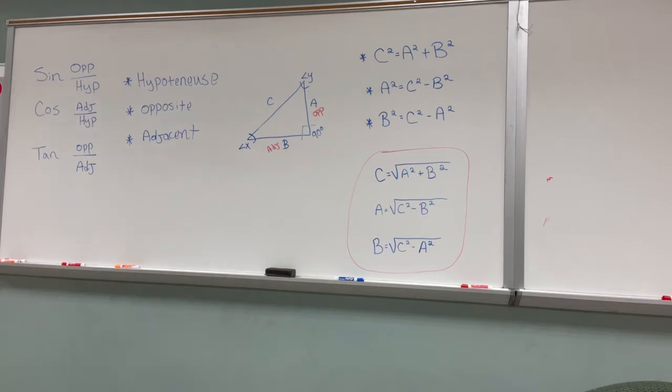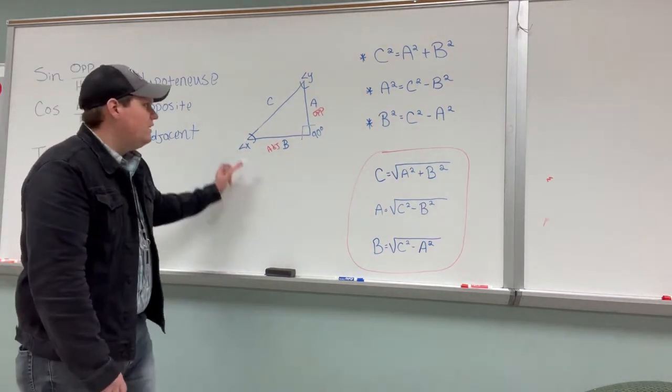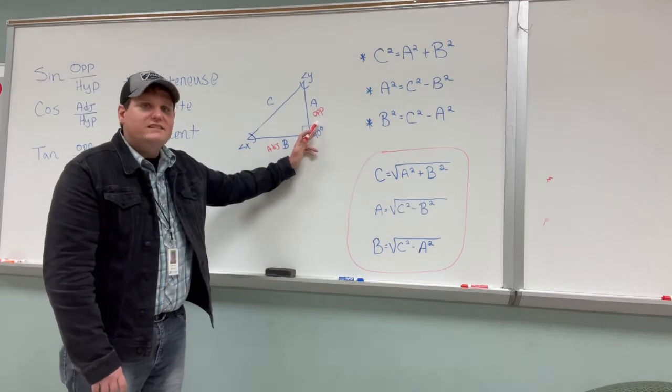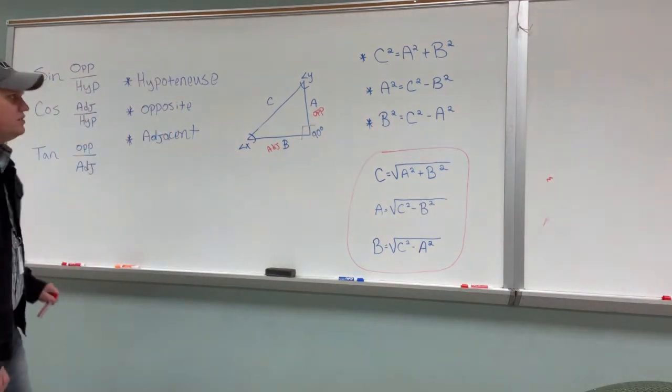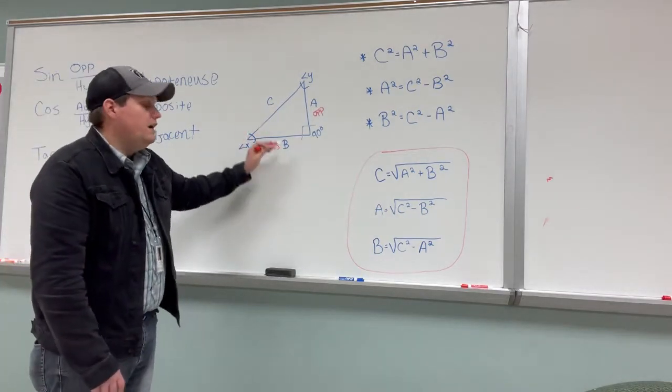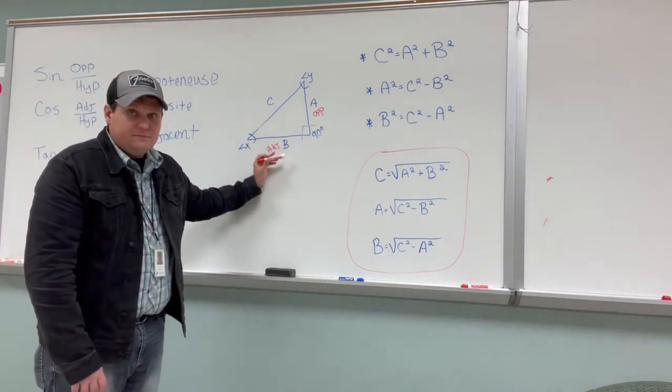So your normal functions, just sine, cosine, and tangent, are used when you're using an angle and one side to solve for another side. So for instance, if I gave you one of these angles and one of these sides, you would use one of these three formulas to solve for one of the other two sides.